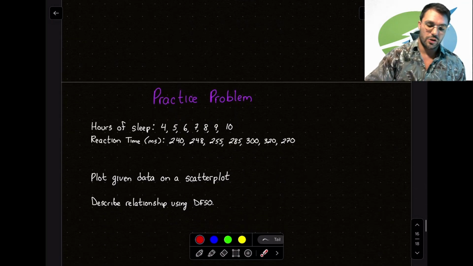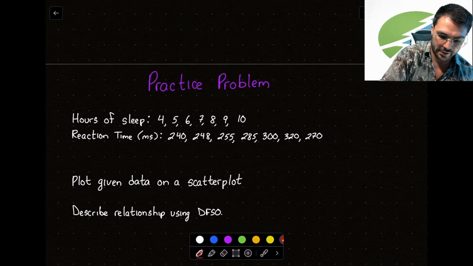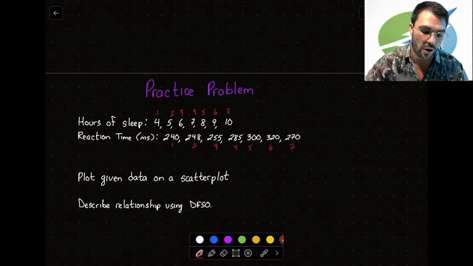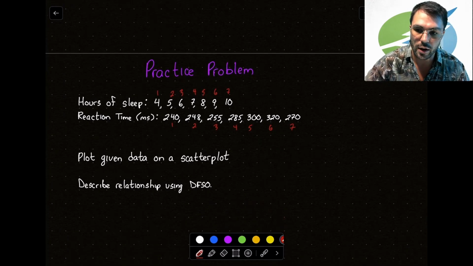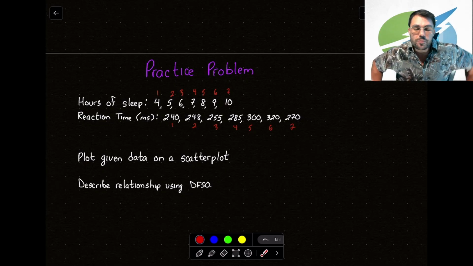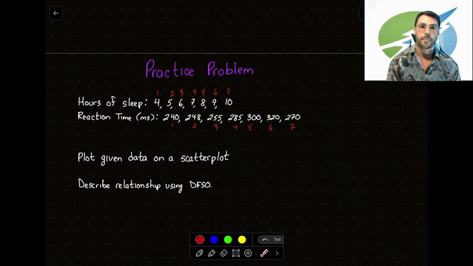Cool. So here I give a practice problem, and just like before, just to make it a little bit easier on the eyes, 1, 2, 3, 4, 5, 6, 7. Okay, so just to make our ordered pairs a little bit more obvious. Here we have hours of sleep versus reaction time. We're going to plot the given data on a scatter plot and describe the relationship using DFSO. Feel free to pause here and take a stab at this.